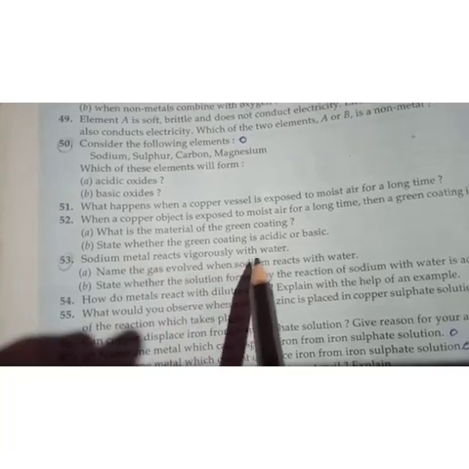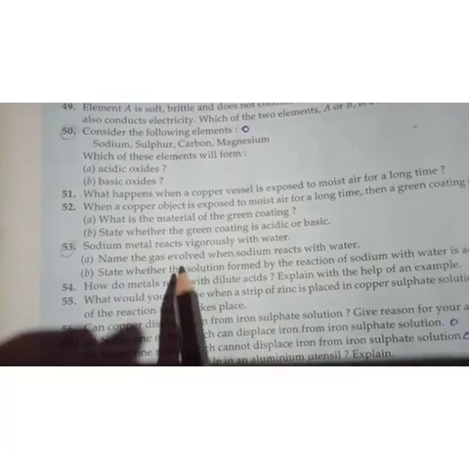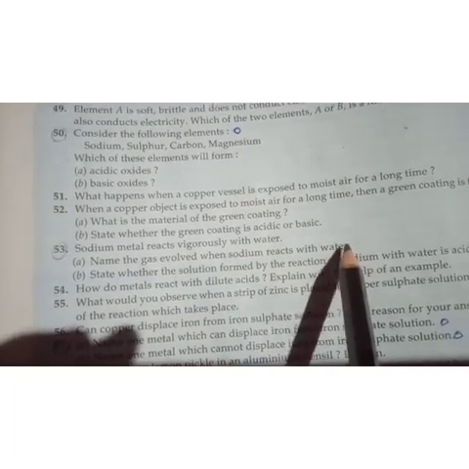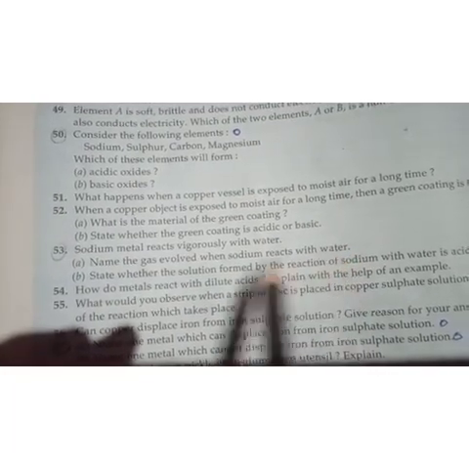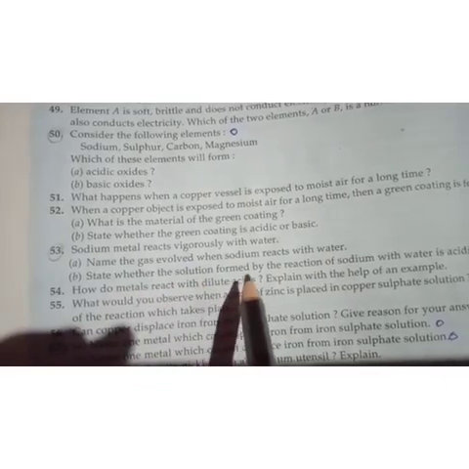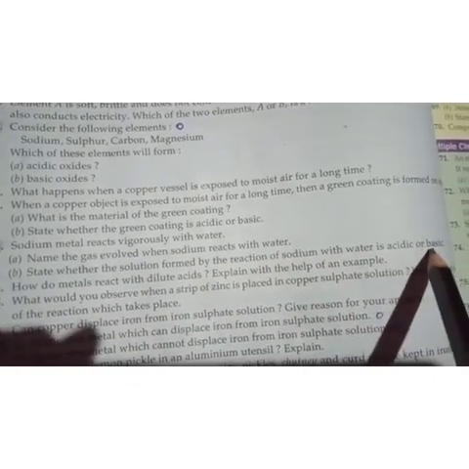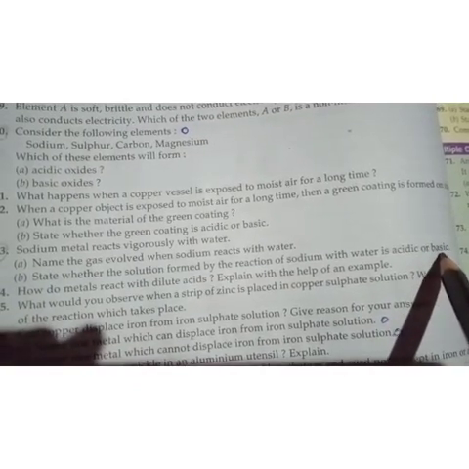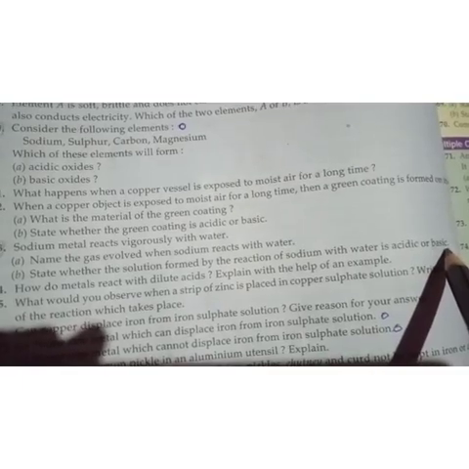53. Sodium metal reacts vigorously with water. Name the gas evolved when sodium reacts with water. Hydrogen gas. State whether the solution formed by the reaction of sodium with water is acidic or basic. The solution will be basic due to the formation of sodium hydroxide.